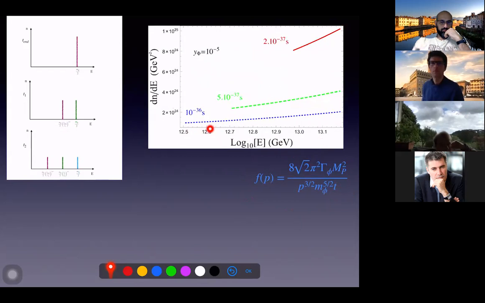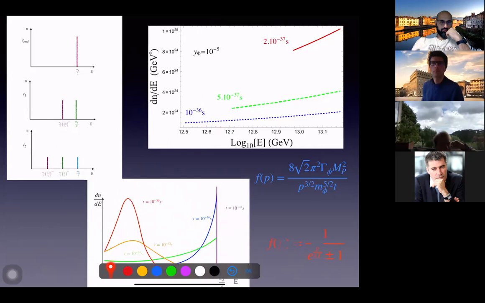This is sketched here, where you see that I go from a peak region, and as time goes little by little, I go to a flat distribution, and the flat distribution transforms little by little into a thermal distribution. This is just a little zoom. I finish with the thermal distribution from here to here. So this is just a little zoom on the thermalization.